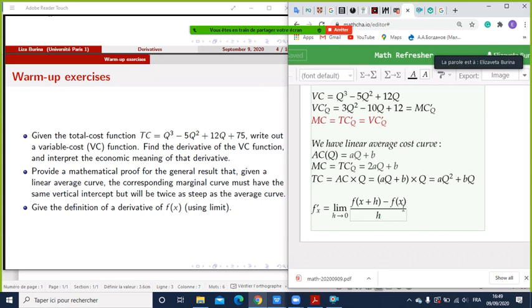So this will be your definition. Why are we taking the limit? Well, just know that we're taking it in order to get the actual slope of this tangent.